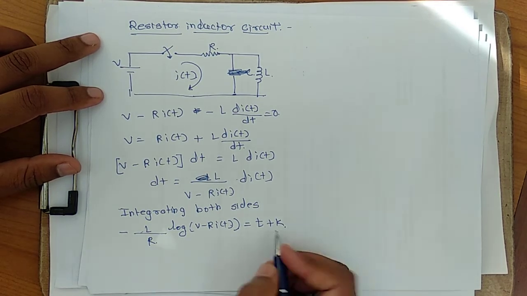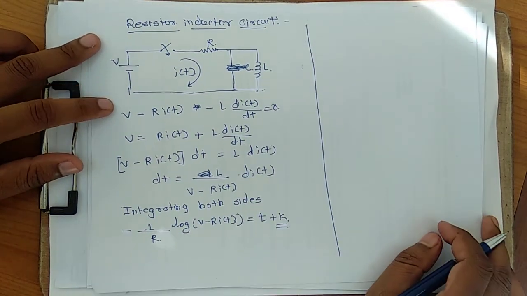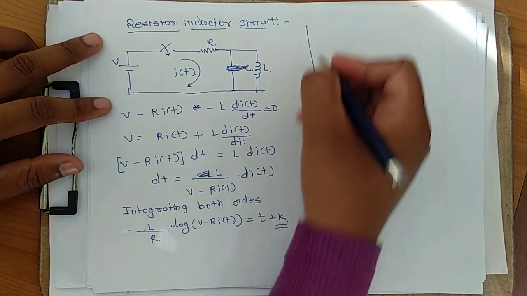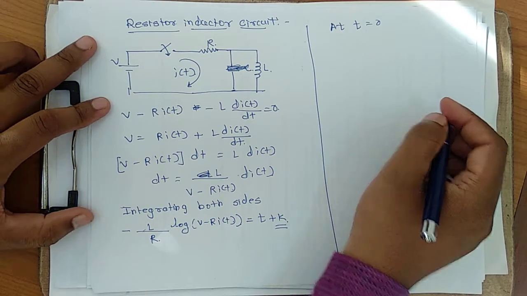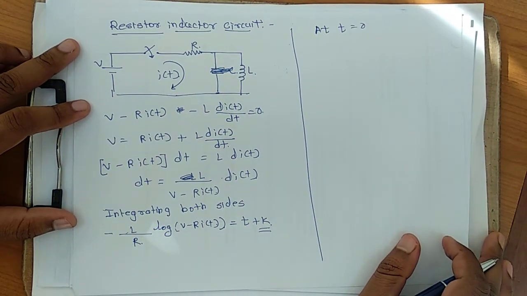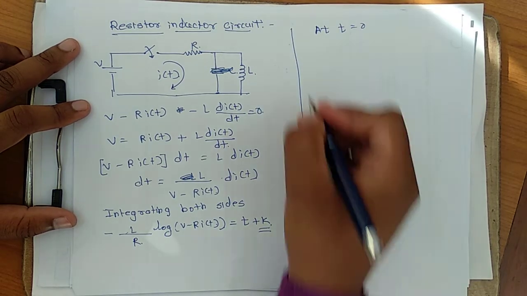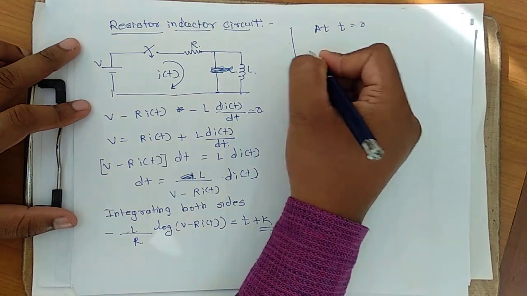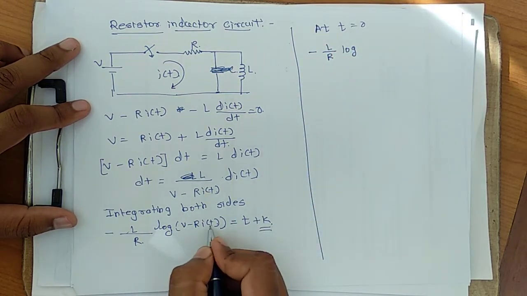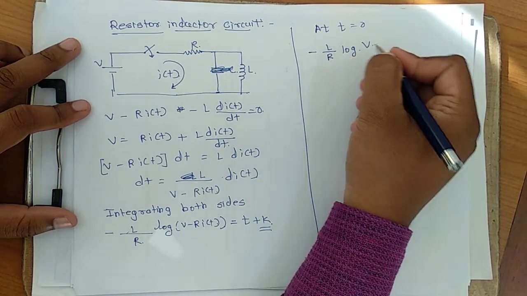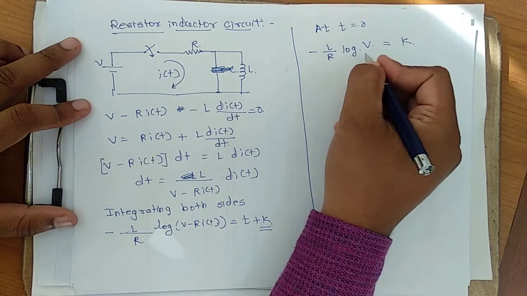Now we have to find out the value of this k. How to find out the value of k? First of all we have to put the value at t is equal to 0, means at the 0 condition, what will be the current? The current will be 0, we have to consider. So at t is equal to 0 we put current is equal to 0. So minus L by R log of V, since I of t is 0, is equal to k. So the k value is minus L by R log V.